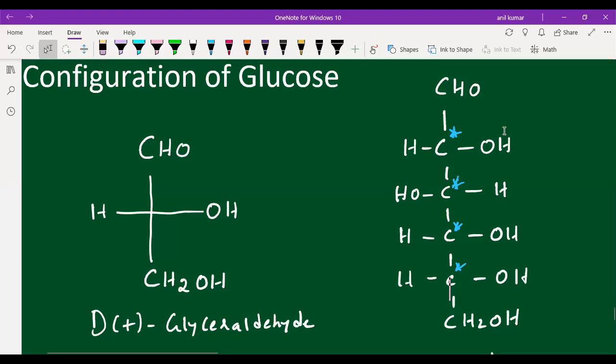Good, Sai Charan, keep it up. The last asymmetric carbon means the fifth carbon. The sixth one is not an asymmetric carbon because it is attached to 2 same groups, that is CH2.